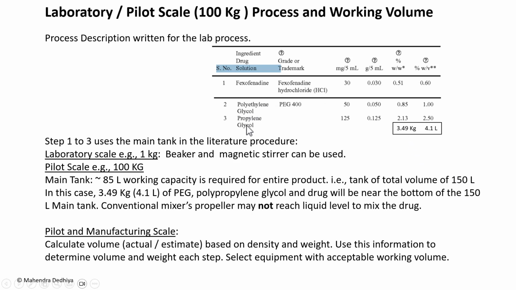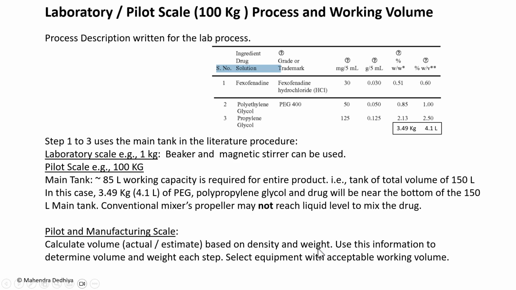The polyethylene glycol, propylene glycol, and fexofenadine mixture is approximately 4.1 liters. This may not be acceptable in a conventional mixer, as a conventional mixer's propeller may not reach the liquid level to mix the drug. Only 4 liters of liquid is present in a 150 liter total volume mix. That's too small. That's why we should calculate volumes, actual or estimated, based on density and weight.